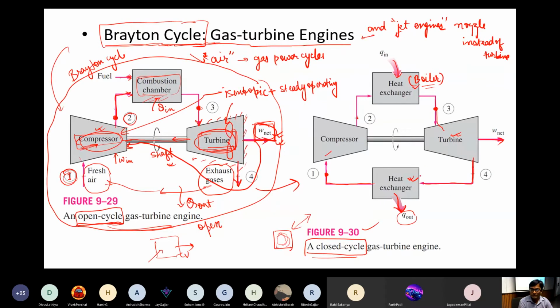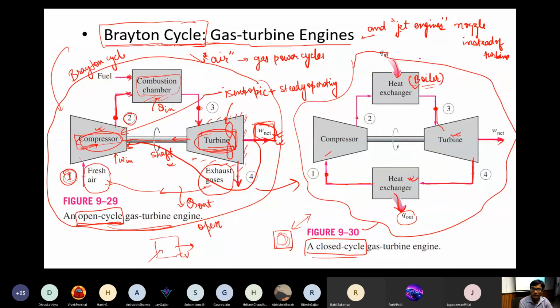So this typical process that is happening is called the open Brayton cycle, and this is also called a gas turbine. Gas turbines are also used in gas power plants.